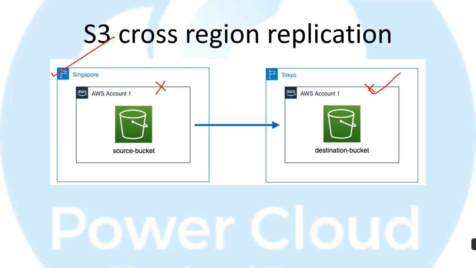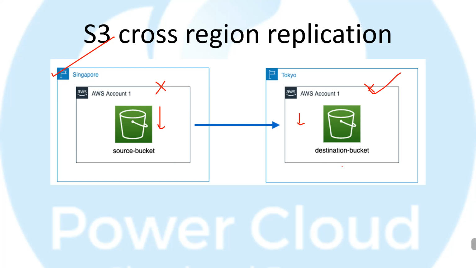Some settings are there. When we create a bucket, we have to enable versioning, right? Versioning is mandatory here. What happens is, suppose we upload one object there, then it will automatically be copied to this region.